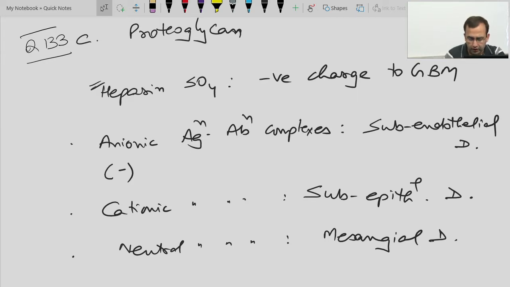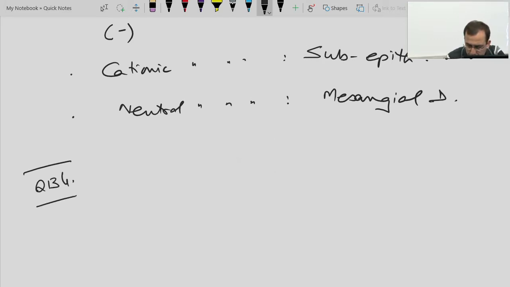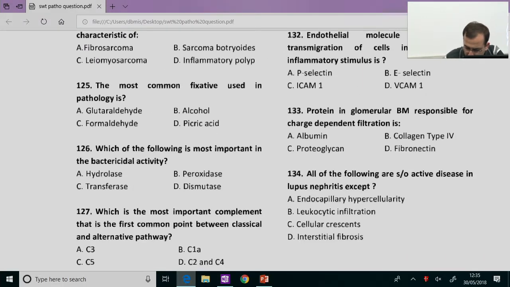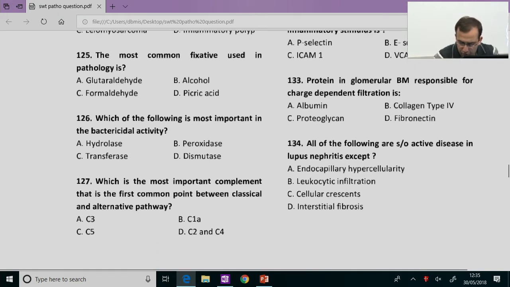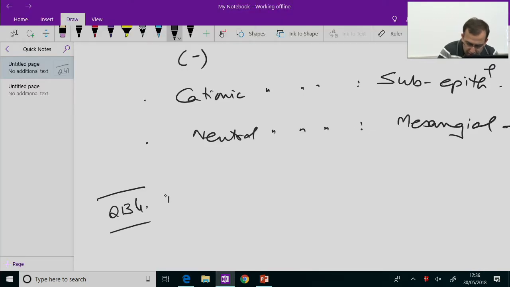Done. This gets us to the next question, that is question number 134. All of the following are suggestive of active disease in lupus, except. Even if you did not know anything about this question, the answer was obvious. The minute I read endocapillary hypercellularity, something is proliferating, leukocytes are coming, formation of cellular crescents, these are all features of active disease. Interstitial fibrosis, on the other hand, is chronic, long term. So the answer to question 134 is D, that is interstitial fibrosis.